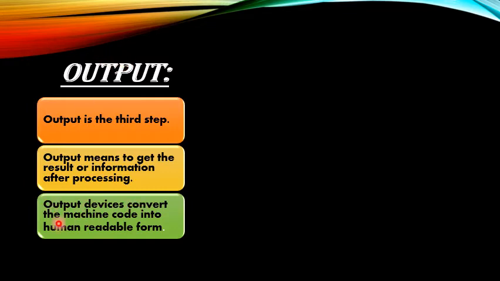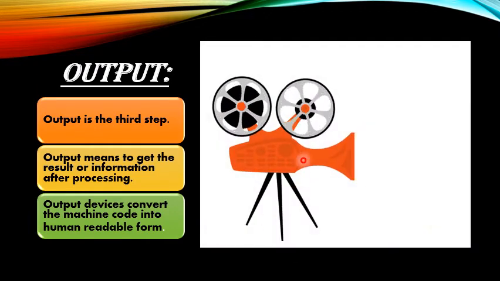Output devices convert the machine code into human readable form. You know, a computer understands machine code. There is a computer language which we will learn in a separate chapter in detail, so here we are not going into the depth of this word. Simply we must know that output devices convert the machine code into human readable form. And here is an example of an output device.